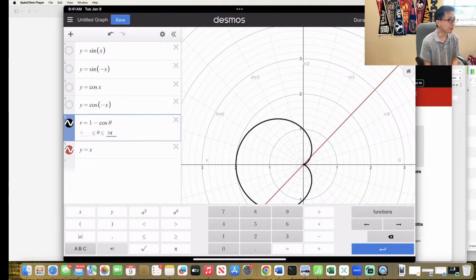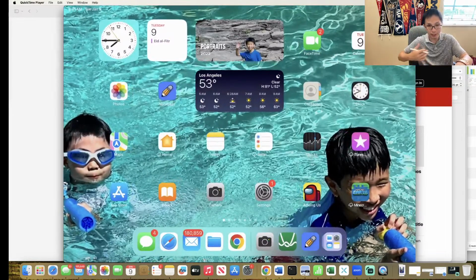Now, most of you, I just want you to use technology. It's very tedious to graph point by point by point. But you do need to know how to graph polar coordinates. Basically, you plug in a few points. Does that make sense?